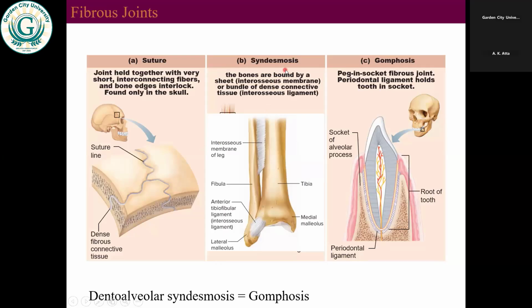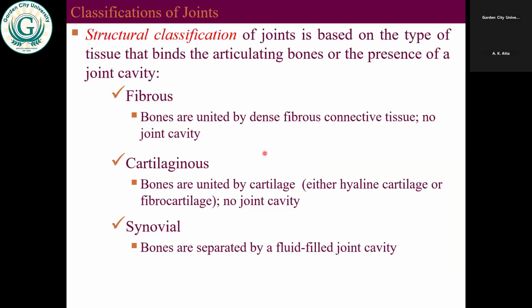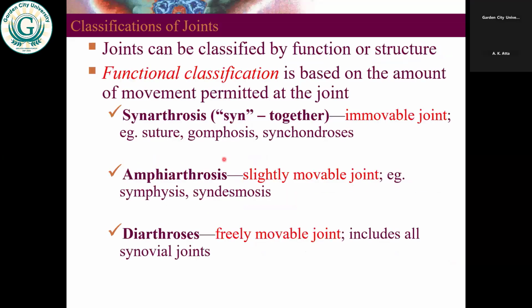Then we have syndesmosis. Remember, the tibia and the fibula are connected by an interosseous membrane. The ulna and radius are also connected by an interosseous membrane. So those are fibrous tissues connecting the two bones. Of course, here there will be some small amount of movement. So you realize that syndesmosis is classified as a slightly movable joint.